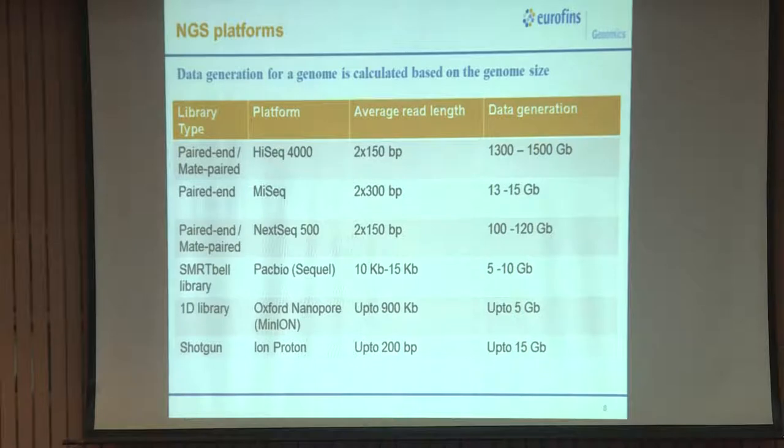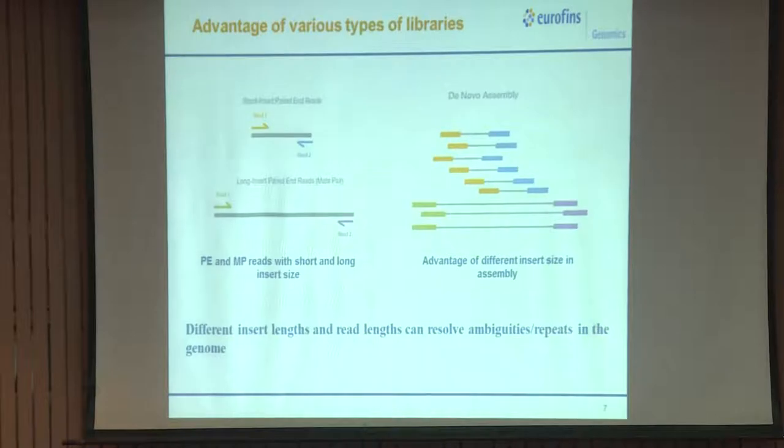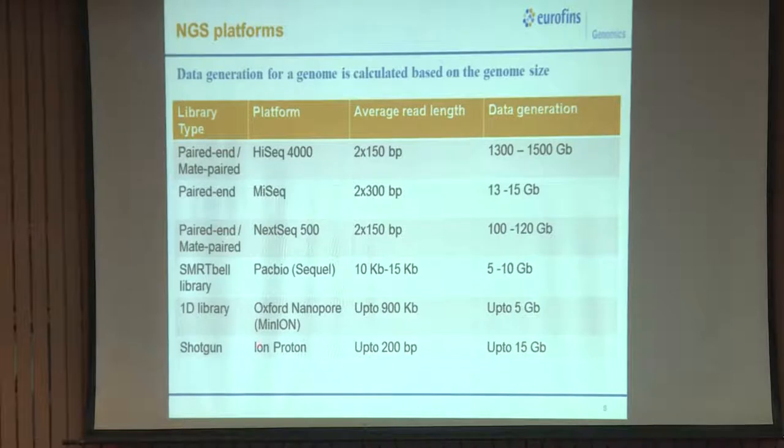MiSeq has a longer read length. That particular run fetches you a lesser amount of data but gives you a longer read length. So if I have a longer read length, I can also resolve gaps, right? How? Instead of 250, if I have 300 here, I can resolve my gaps even better, right? So this is 2 into 300. Now, NextSeq 500 is again an Illumina platform, which can generate 2 into 150.